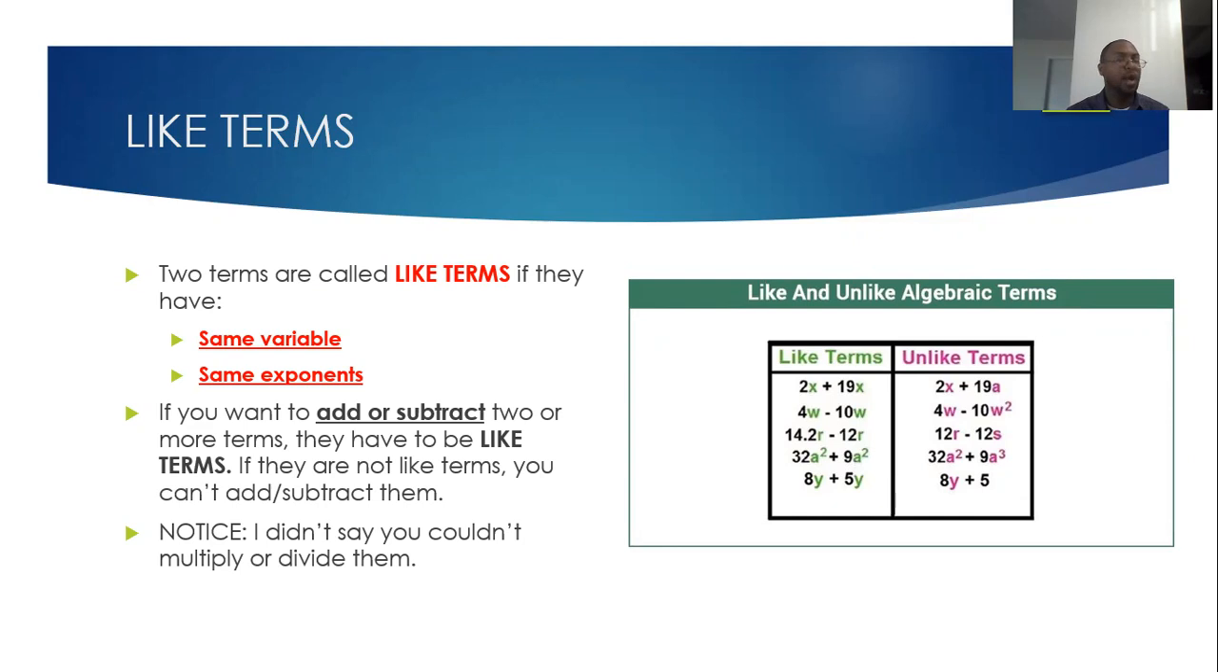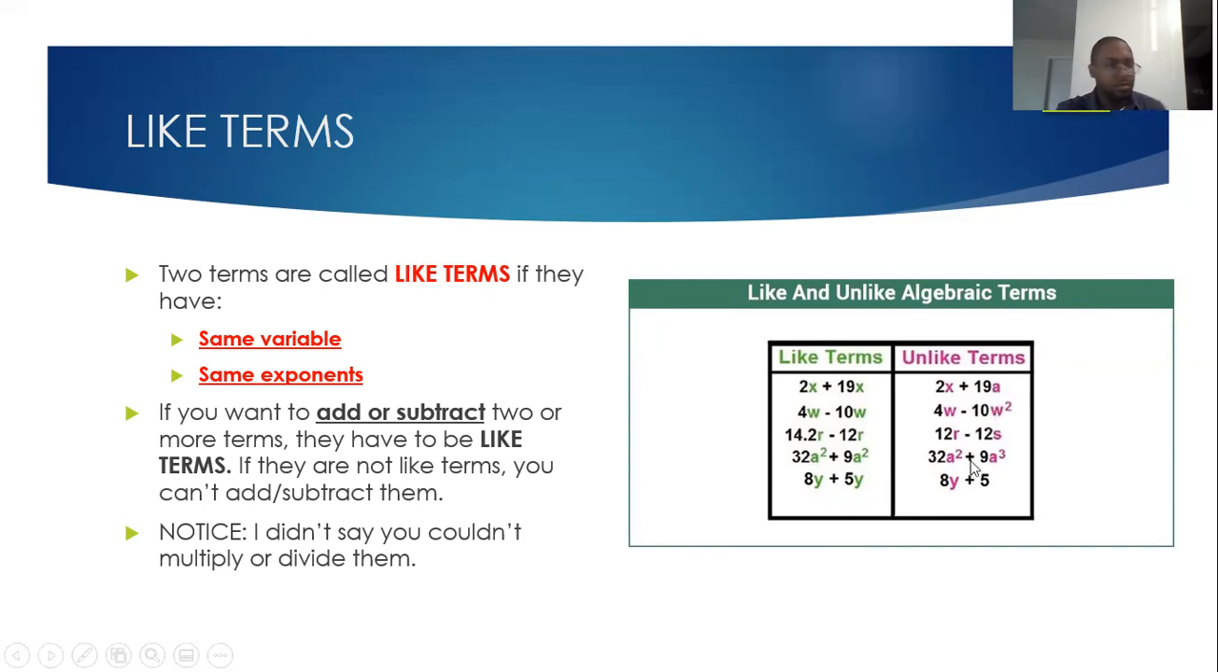I can add and subtract those. So this plus here is something that I can do. That minus there is something that I can do. If these were like this, x and a, I couldn't do it. I just can't. I might want to, but I can't. I cannot add 2x and 19a. It doesn't make any sense. I can't do it. It's impossible. All right.